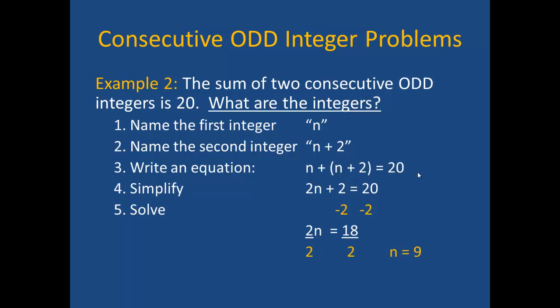But remember, you're not done yet. They want to know both integers. So my answer is that the 2 integers are 9 and 11. The first one is represented by n, which turned out to be 9. To get the second integer, it would be n plus 2. So 9 plus 2 is 11.